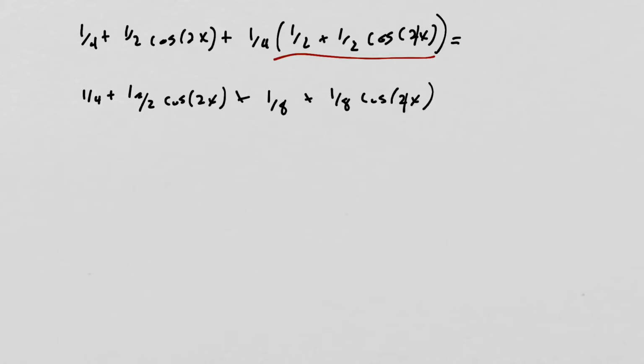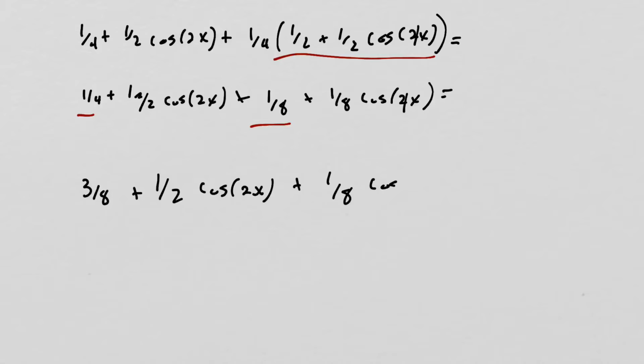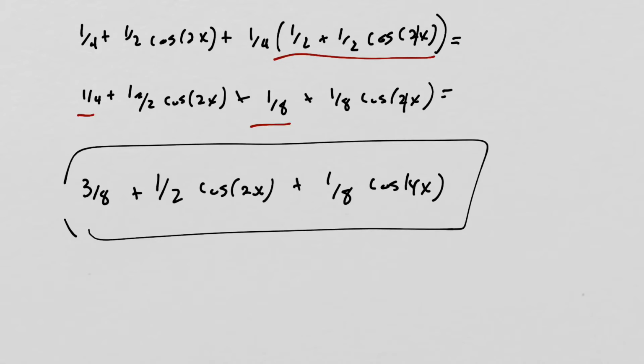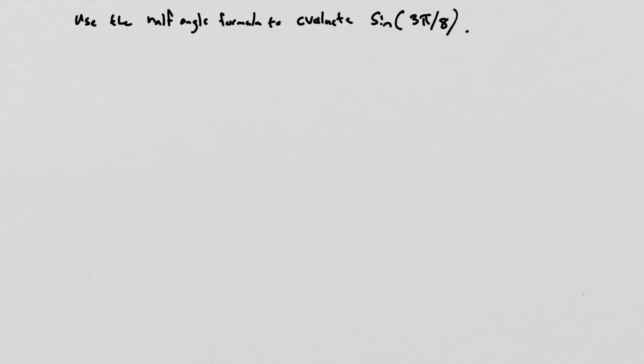So now we're just going to add the like terms together. We'll add 1/4 and our 1/8, and we're left with this being equal to a 3 divided by 8 plus a 1/2 cosine of 2x plus a 1 divided by 8 cosine of 4x. And this is going to be our solution. Let's move on to another example.